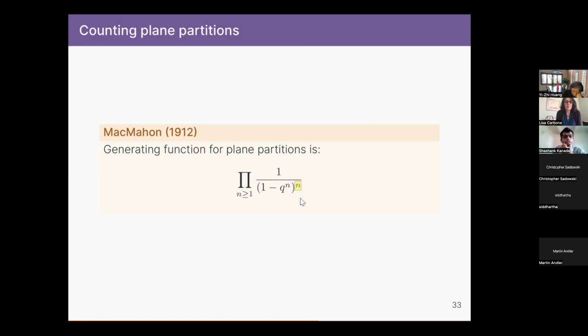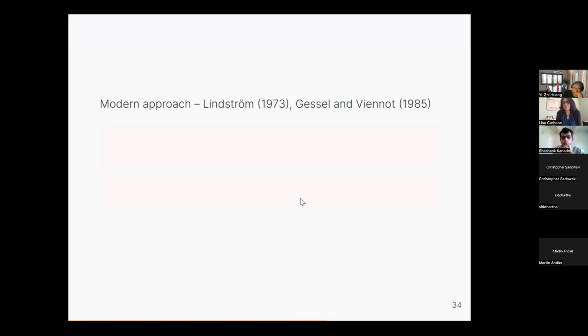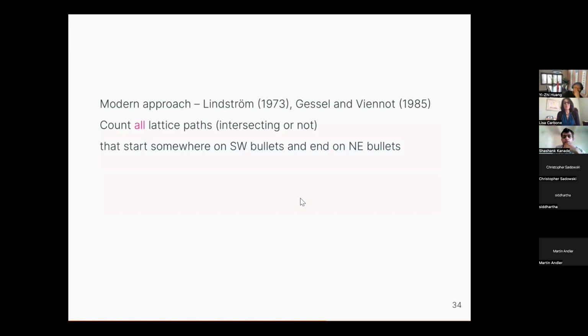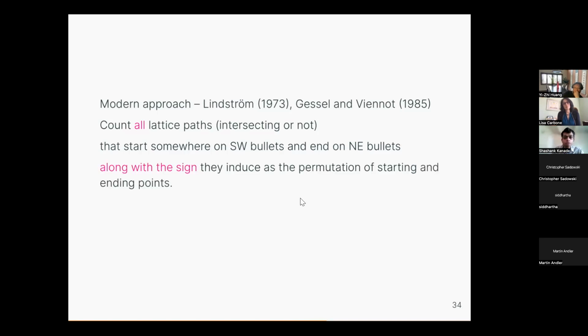I should go and read this. But the modern way to count these plane partitions is given by Gessel and Viennot, and I think their work had roots in the work of Lindstrom. So the point is you count all lattice paths, whether they are intersecting or not. So sort of like inclusion exclusion. And the only thing you say is that the paths have to start on the southwest corner of the bullets, and they have to end somewhere on the northeast bullets, but they might be intersecting or touching or whatever, right? So again, I'm only giving you the idea of how this is counted. I'm not giving you a full proof.